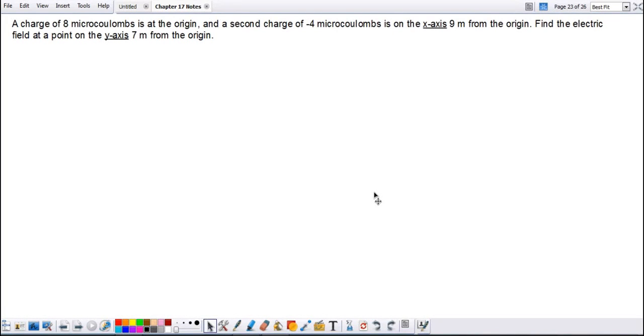A charge of 8 microcoulombs is at the origin, and a second charge of -4 microcoulombs is on the x-axis, 9 meters from the origin. Find the electric field at a point on the y-axis, 7 meters from the origin. So we've got things on our x and our y-axis.